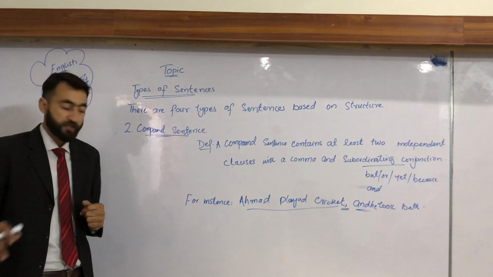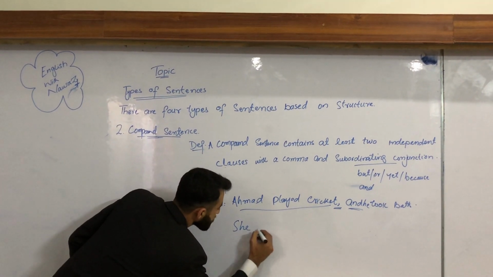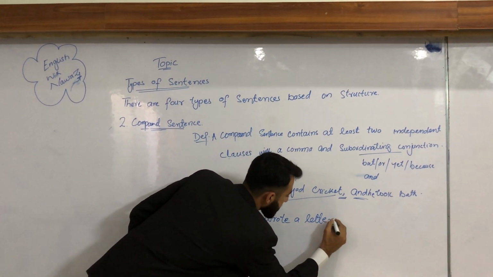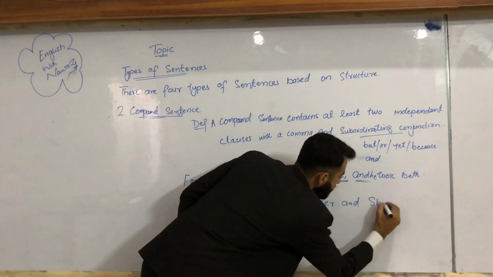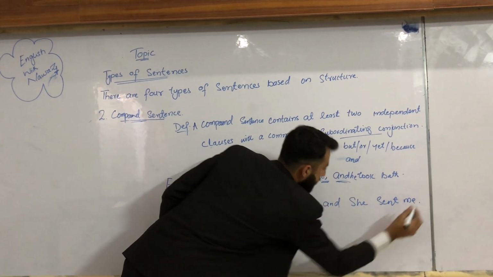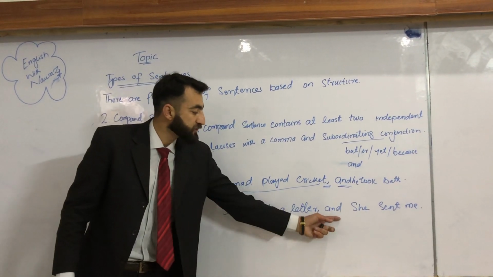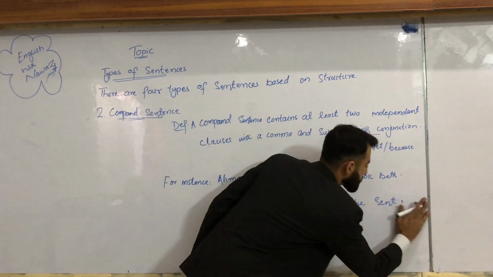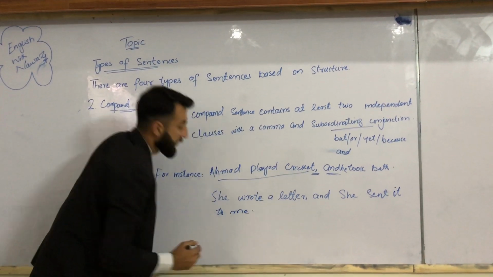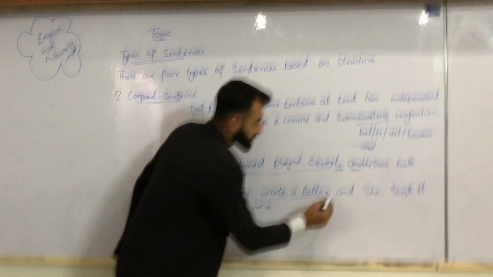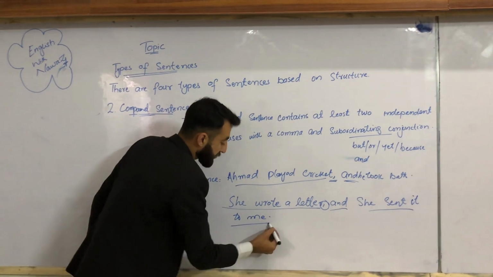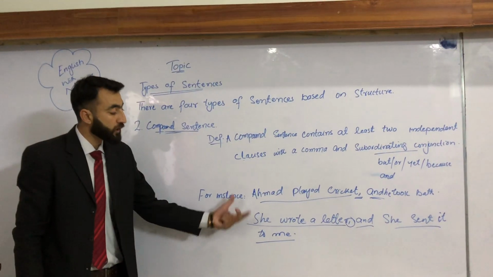it is called compound sentence. Another example is, she wrote a letter, and she sent it to me. Look here, she wrote a letter and she sent it to me. Now, the one is an independent clause, and there is a comma, and then the conjunction. And the second independent clause is also here. So these are two independent clauses.